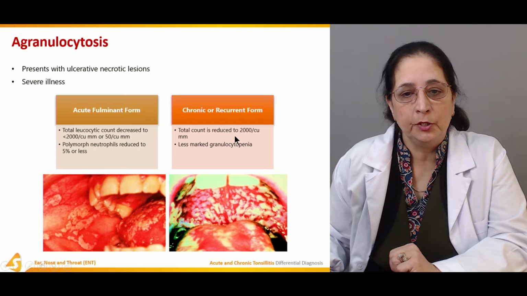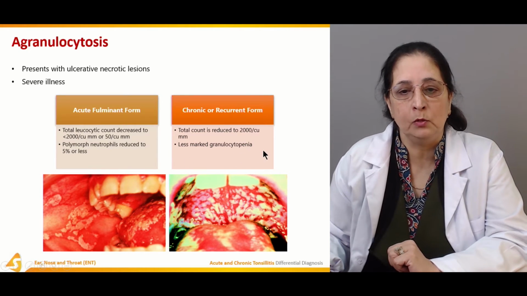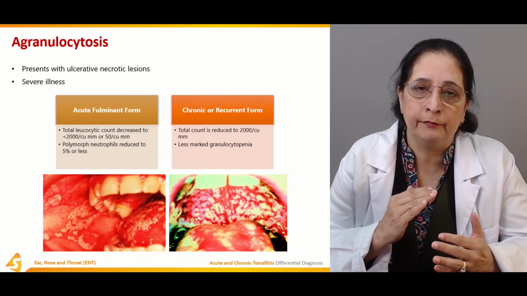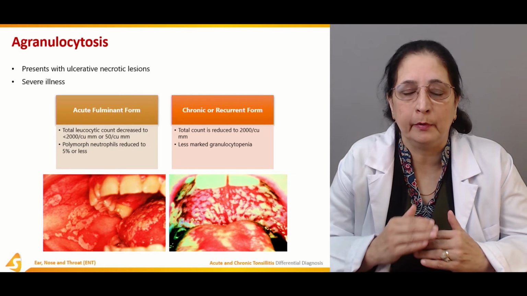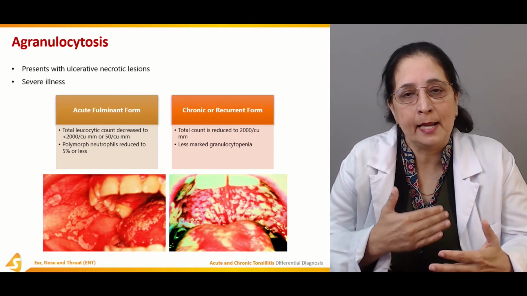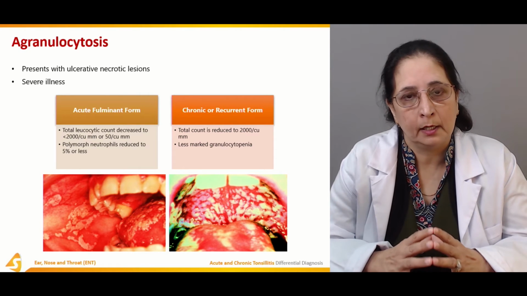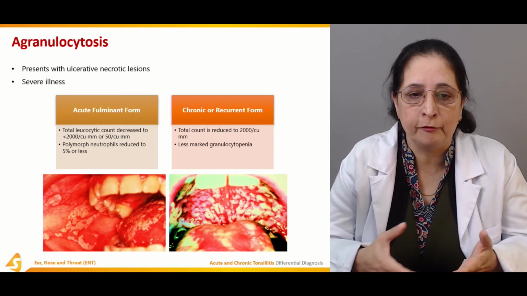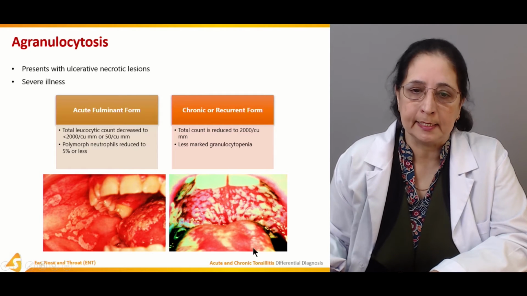Total count is reduced to 2000 per cubic millimeter, less marked granulocytopenia. It is less severe as compared to the fulminant form because the granulocytopenia, or decrease in the number of granulocytes, is not as bad as in the fulminant type, but still low, and it causes swelling of the tonsils, swelling of the lymph nodes, all that severe picture that you see in this diagram is present.